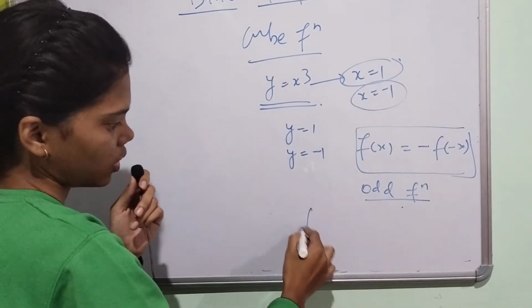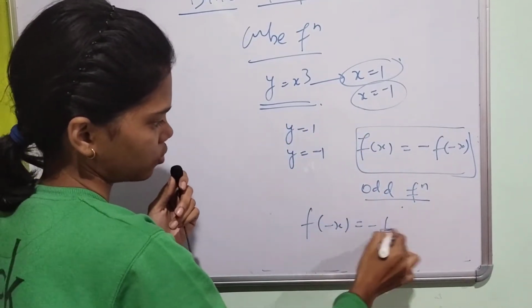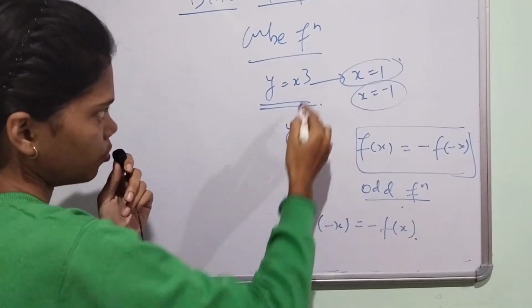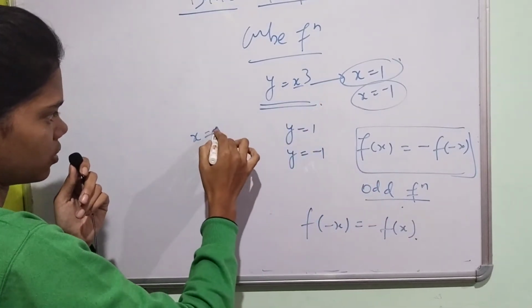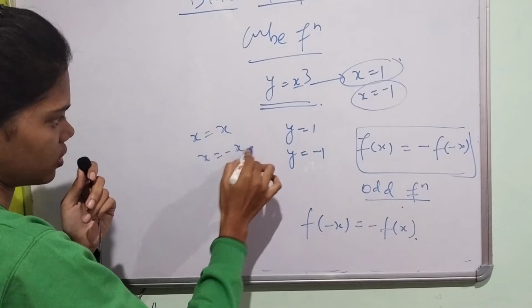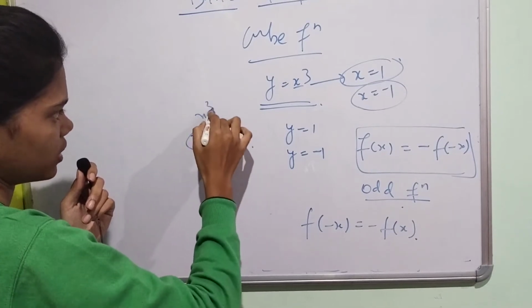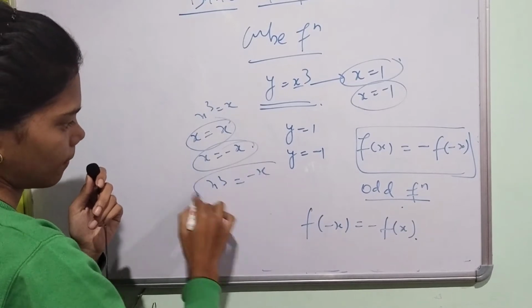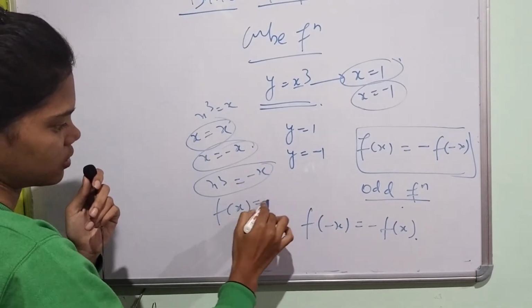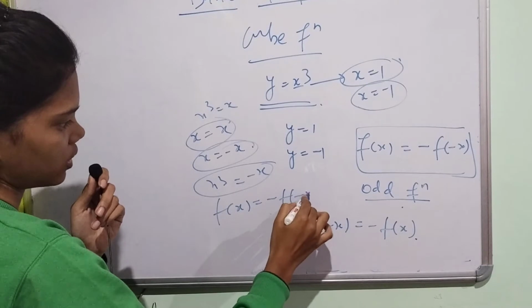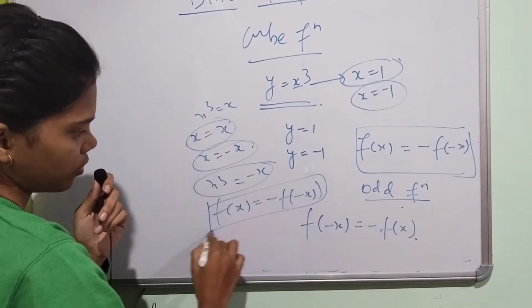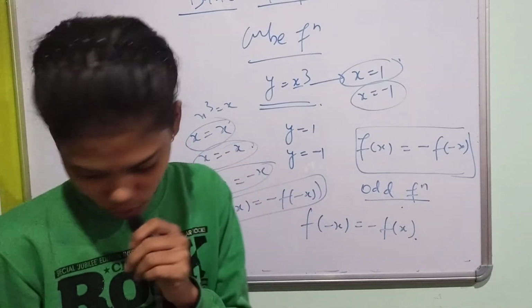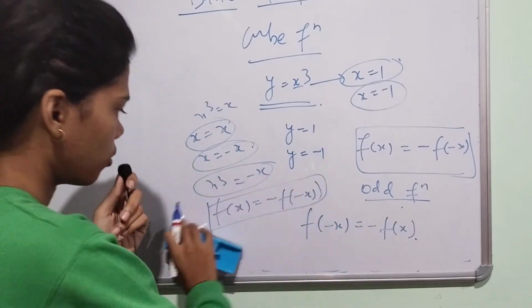Odd function means f of minus x equal to minus of f of x. Like we put x as x and x as minus x. We get x cube as x cube, and here we get minus x cube. So here f of minus x is nothing but minus of f of x. So this is an odd function, and odd functions are symmetric about origin.